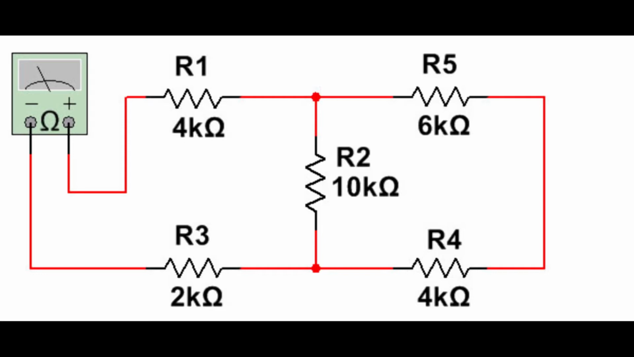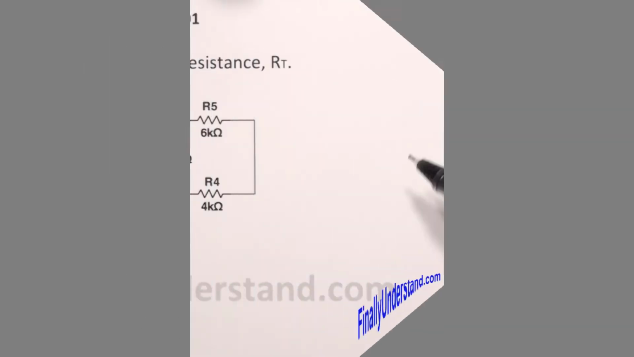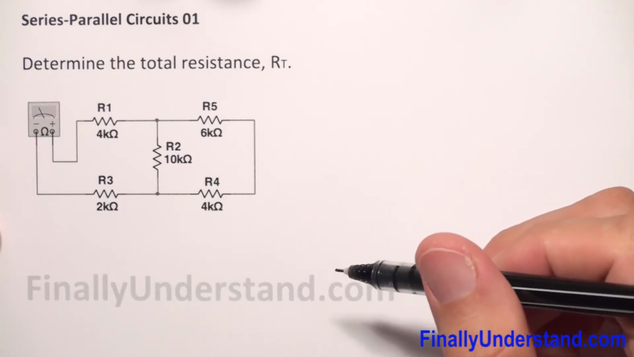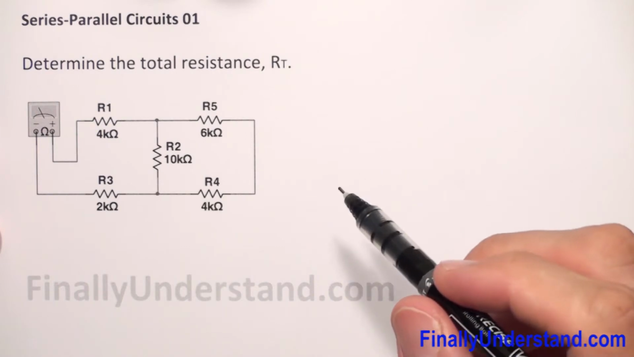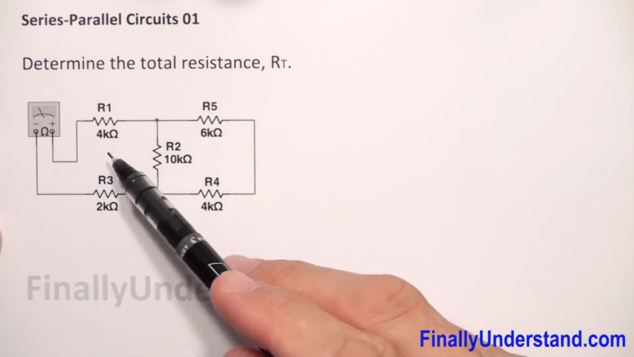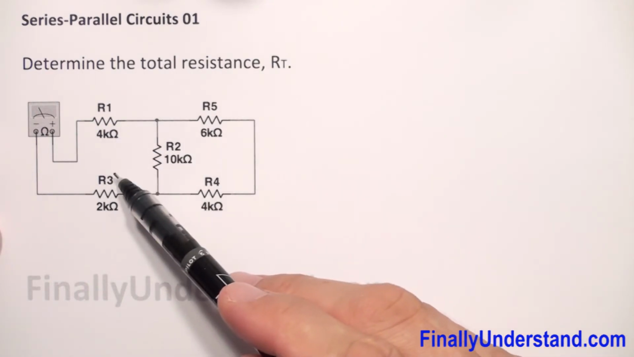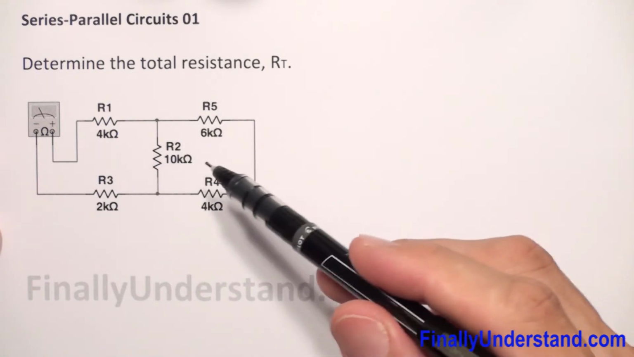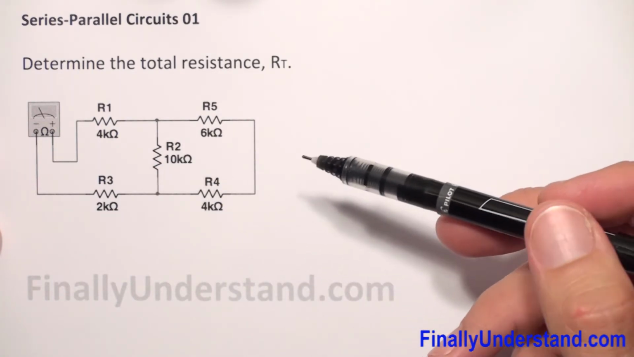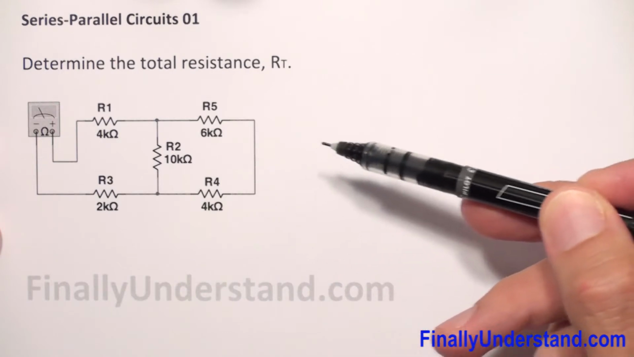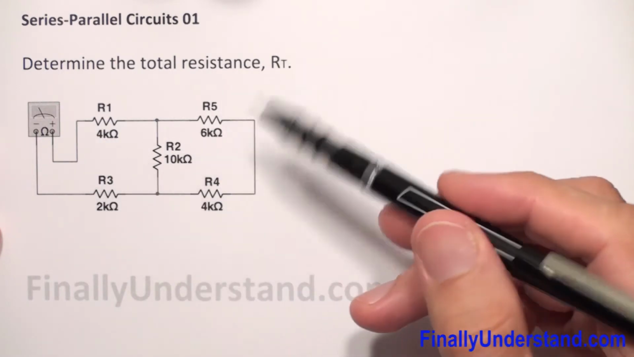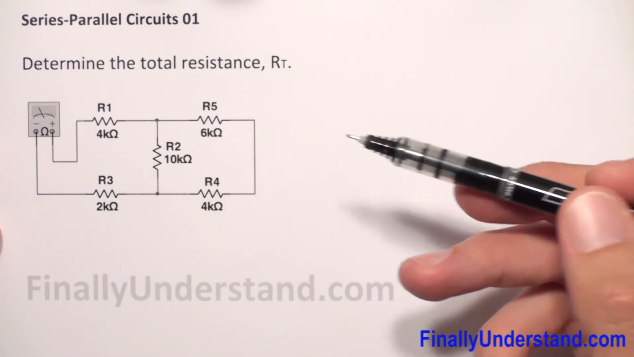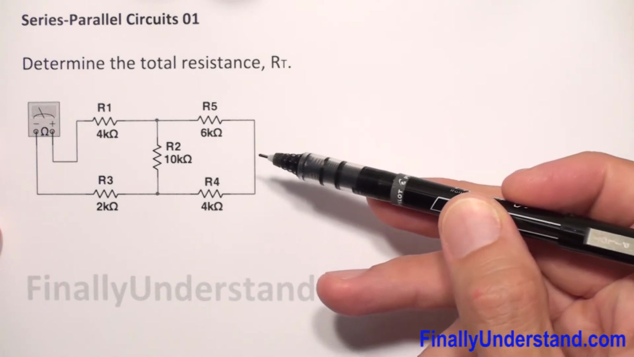Let's take a look at this example. This is a series-parallel circuit. Many students have difficulties solving this kind of problem, and their main mistake is that they start solving this problem from this side. You have to always start solving this problem from the back. I used to say we solve this problem from the back. If my ohmmeter is on the left side, I have to start solving this problem from the right side.